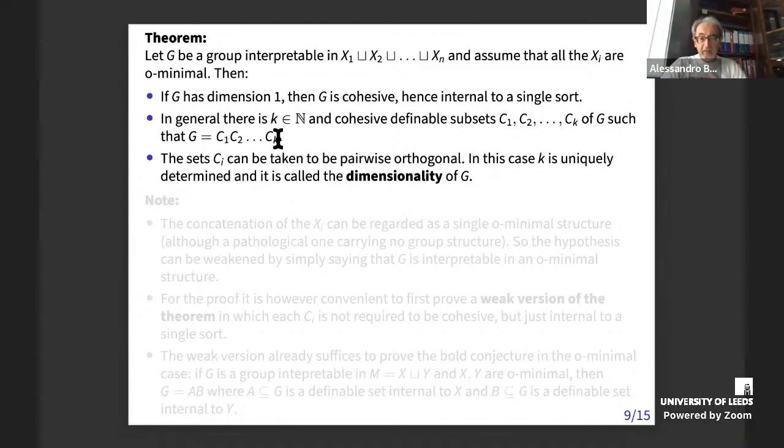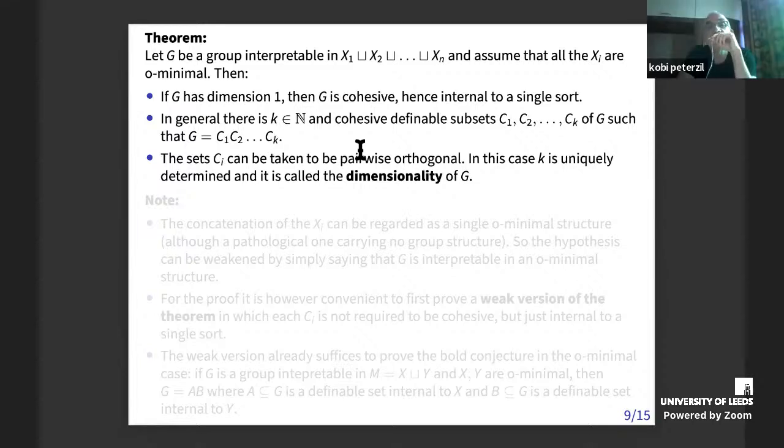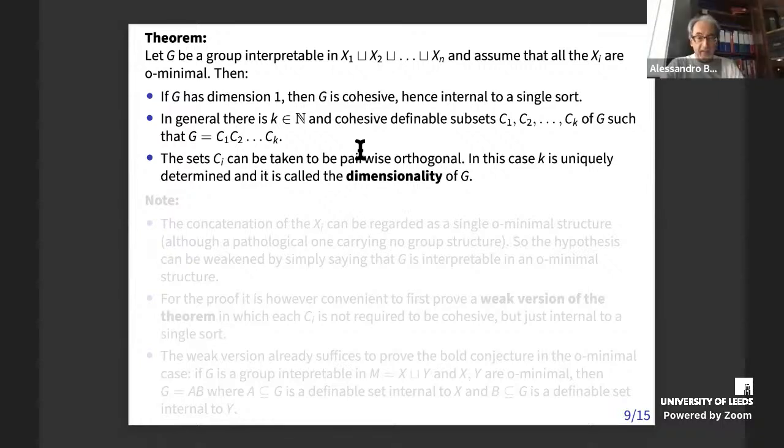Alessandro, can I ask something? Yes. The o-minimal for you is arbitrary o-minimal? Arbitrary, yes. Okay.